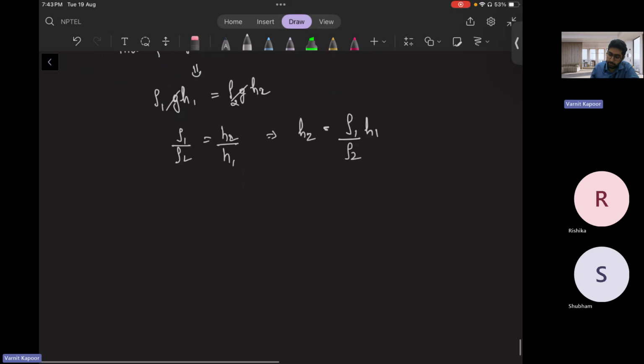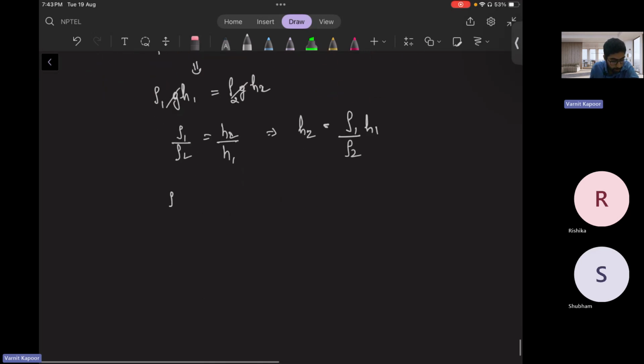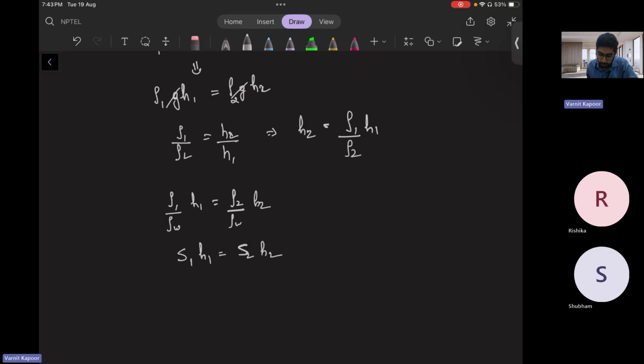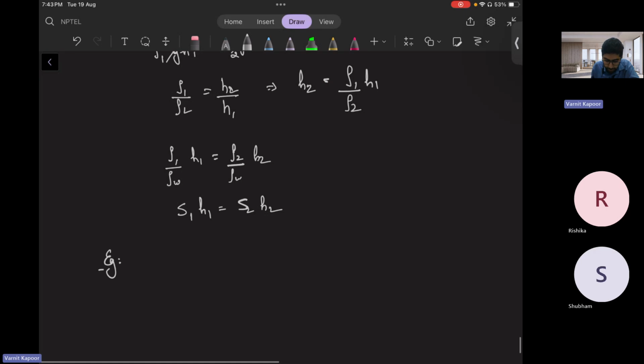Rho1 can be written in terms of specific gravity as well. So that can be written as rho1 by rho of water into h1 is equal to rho2 by rho of water into h2. So it can be specific gravity of 1 into h1 is equal to specific gravity of 2 into h2. All right. Suppose fluid 2 is water. Example, if S2 is 1, that is water you are taking, then what will be your h2? It will be S1 into h1, specific gravity of the fluid 1 into the height of fluid 1.